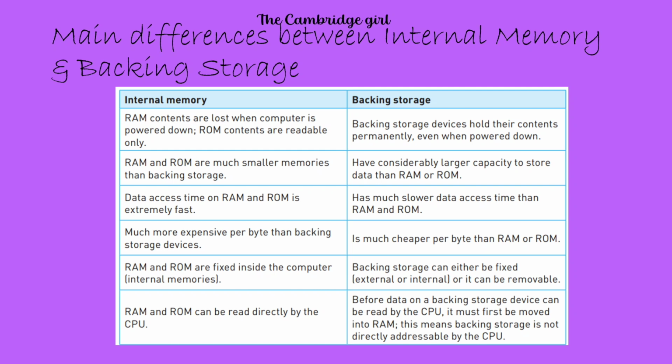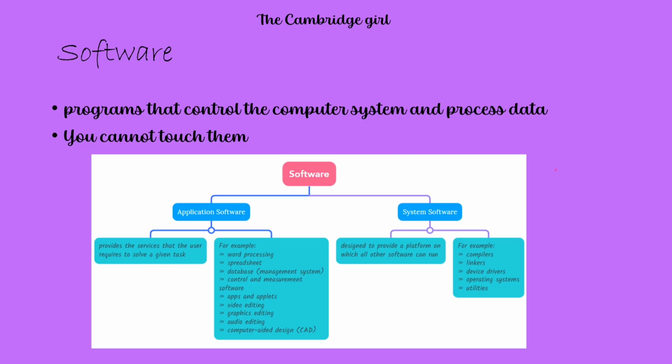These were all the hardware devices, and now we will look at what softwares are. Software is the general term used for the programs that control the computer system and process data. It falls into two categories: application software and system software. Application software provides the services that the user requires to solve a given task.